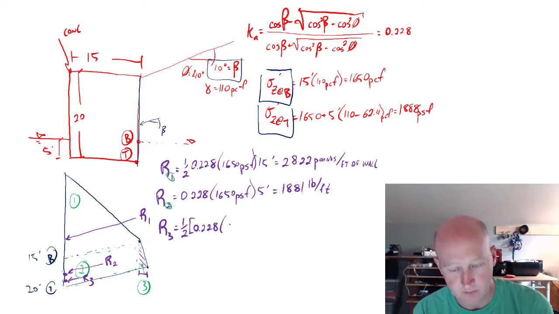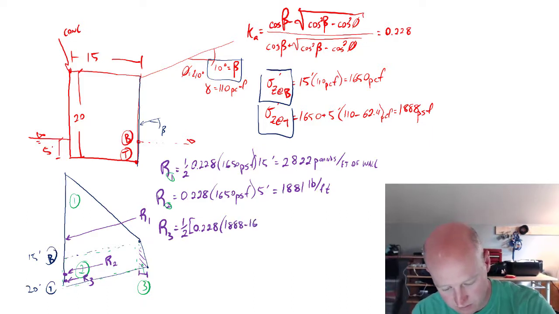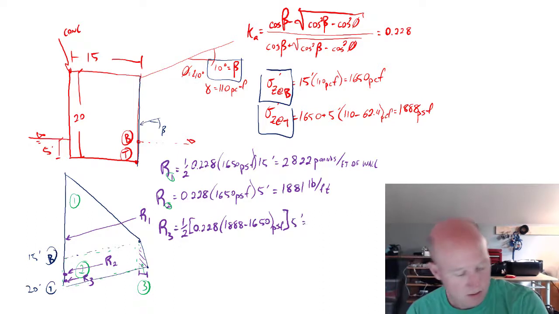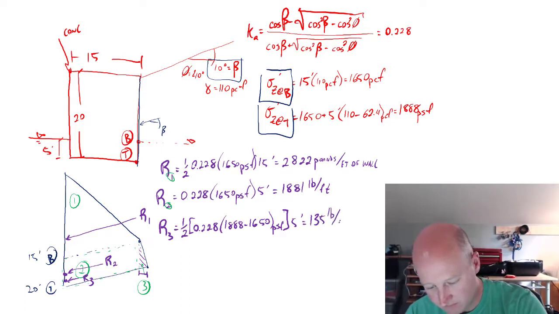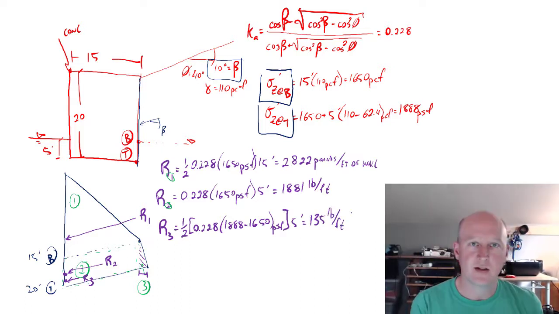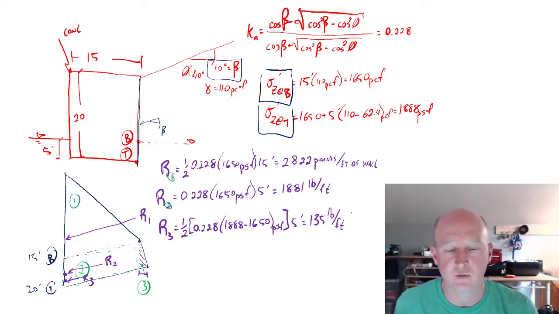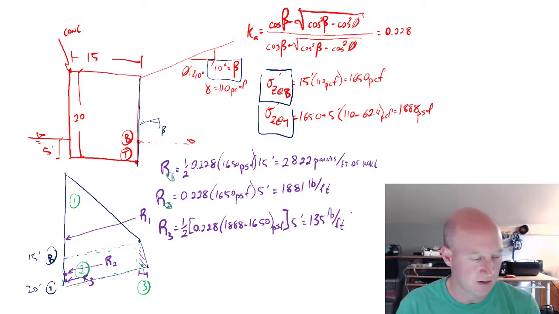And then the difference in vertical pressure. So, and then it's going to be multiplied by its height of 5 feet. So that gives us 135 pounds per foot. Okay, so these are all inclined, and when we're doing our factor of safety analysis, we've got to take those out and turn them into components in the vertical or in the horizontal direction.